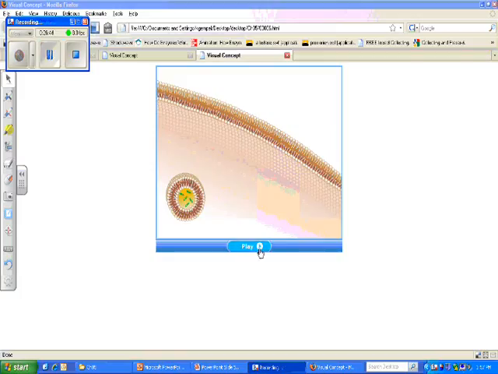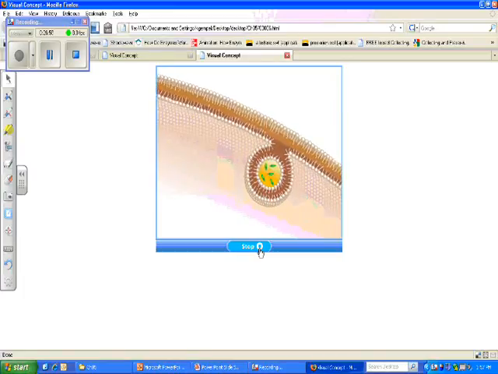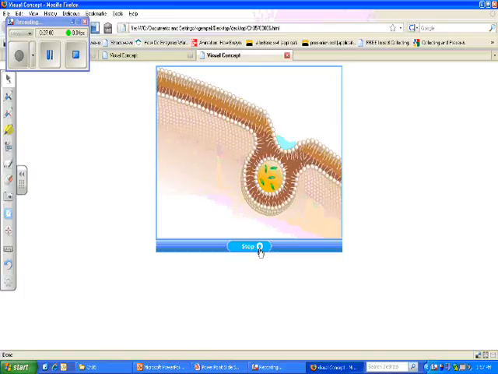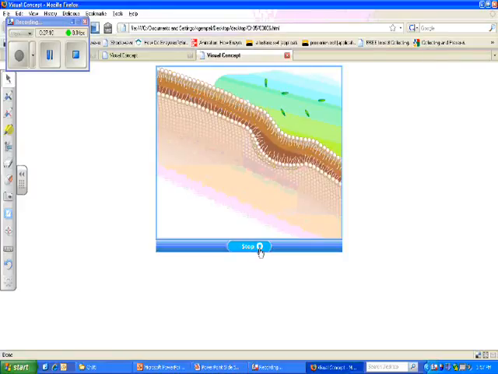And here's another animation showing exocytosis. During exocytosis, a vesicle is moved through the cytosol to the plasma membrane. When the vesicle and plasma membrane come into contact, the two membranes fuse to become continuous. The contents of the vesicle spill to the outside of the cell. The materials are now outside of the cell. The outer plasma membrane regains its original shape.